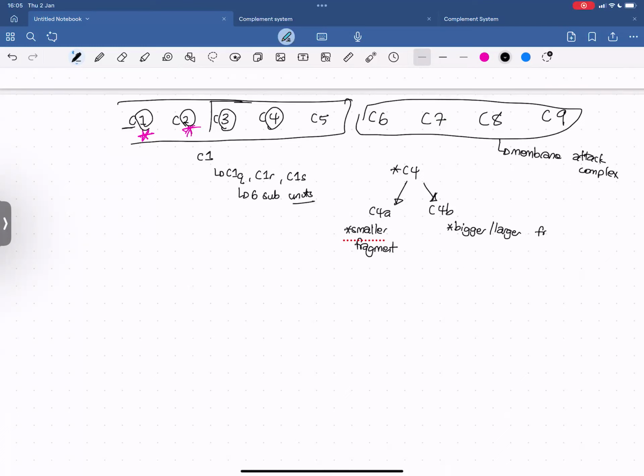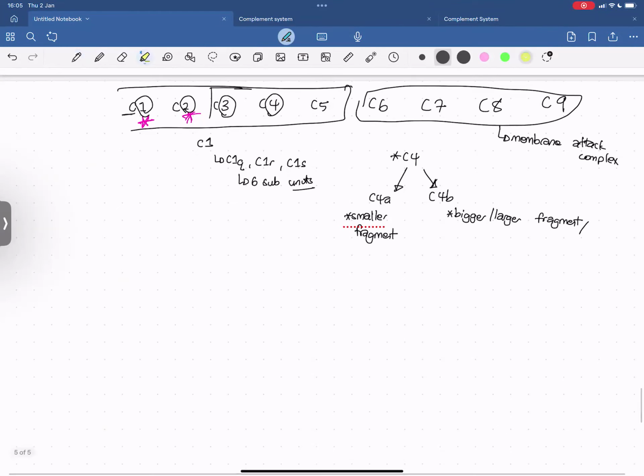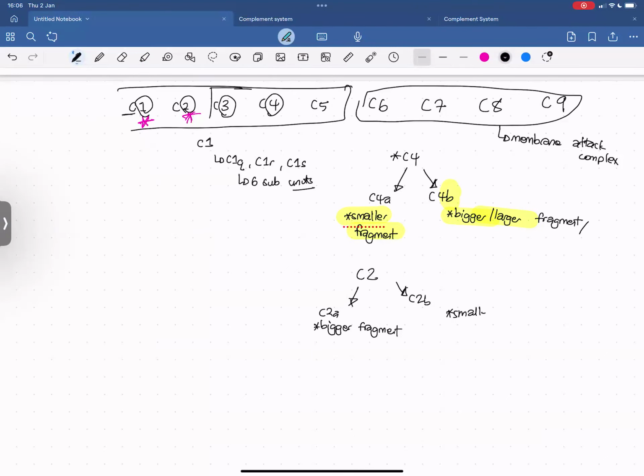Larger fragment. I think someone is asking why I am saying C2 is special. You see how I've told you that A is the smaller fragment and B is the larger fragment. B stands for big, one way to remember that. Why C2 is unique is that when it comes to C2, instead of A being the smaller fragment, it is the bigger fragment. And then C2b is the smaller fragment. That's the uniqueness of C2.